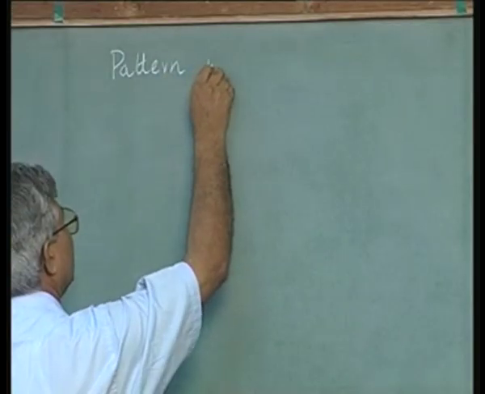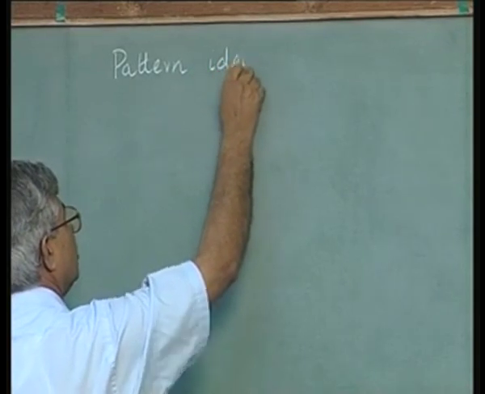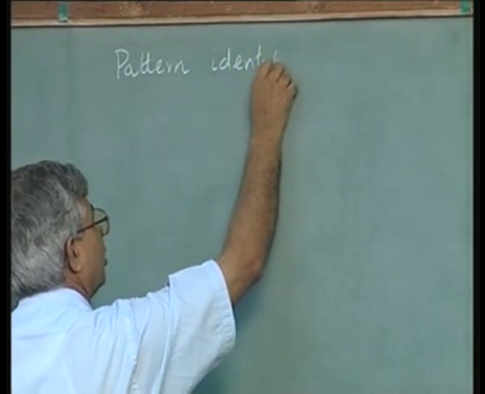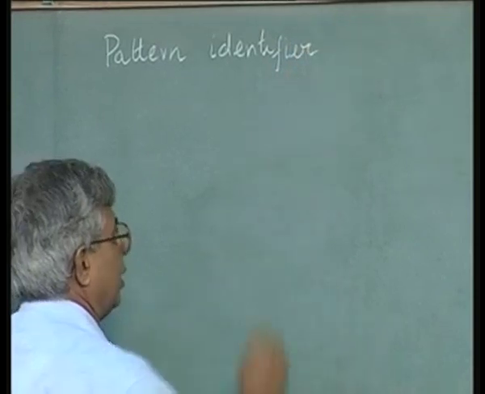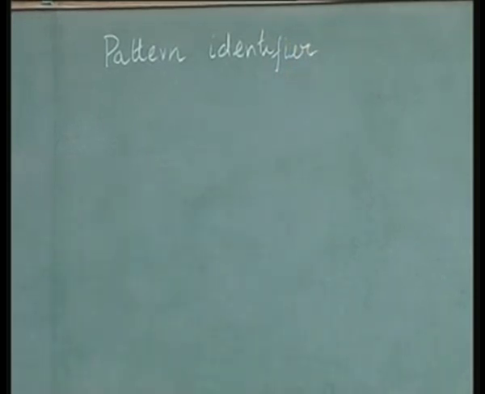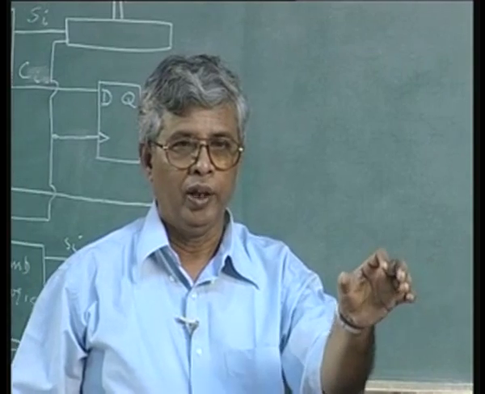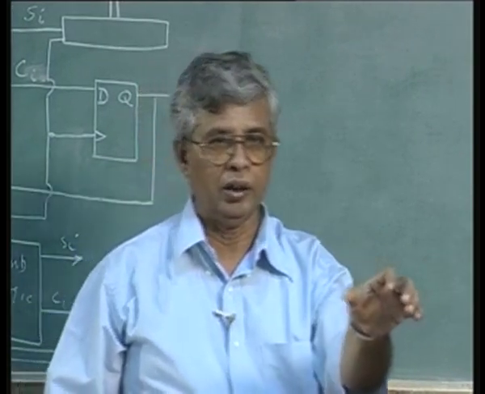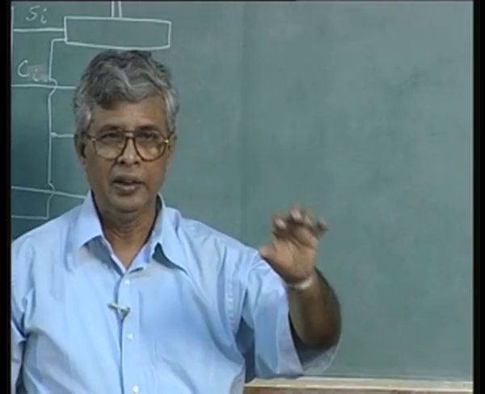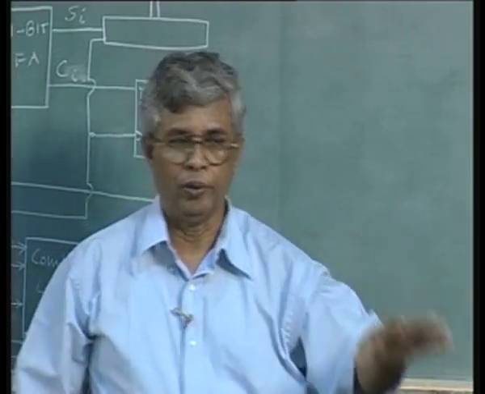identifier, whatever, you can call it anything you like. All it does is to compare whether a particular pattern has occurred. If a particular pattern has occurred, it has to give an output. In the absence of the given pattern occurring, it should not give an output, the output should be 0.